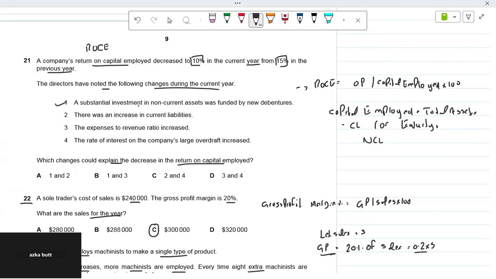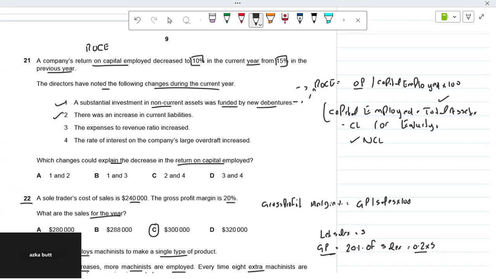First one is that a substantial investment in non-current assets was funded by new debentures. So how will this impact the ROCE? An increase in the non-current assets increases the capital employed. And new debentures increase the non-current liabilities as well, also increasing the capital employed together. So if the operating profit does not increase proportionally, ROCE will decrease. So this change could explain the decrease in ROCE. So option 1 seems to be right.